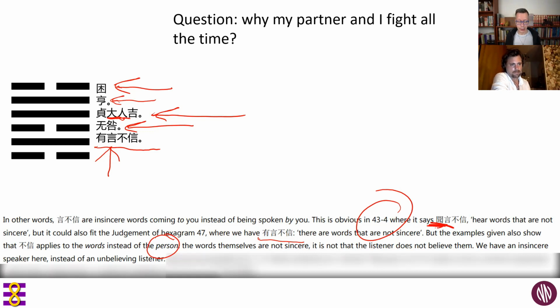And a person who is water will treat it completely differently from a person who is lake. Oh yes, absolutely, and that is part of the answer right there, why my partner and I fight all the time.